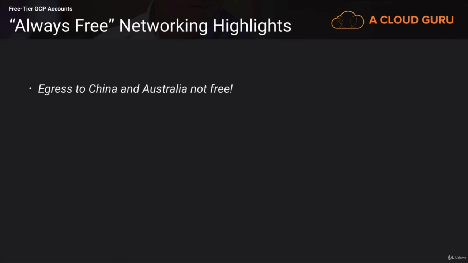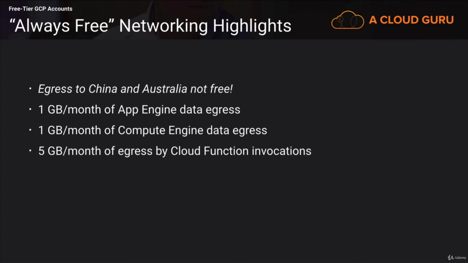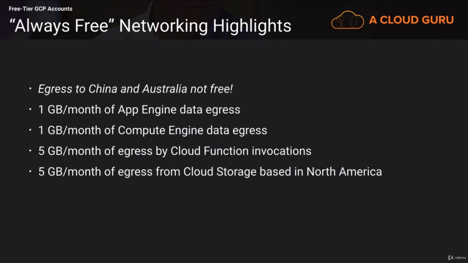Moving on to networking, I should point out that if your data is headed to China or Australia, that doesn't qualify for the Always Free tier, but could be applied to the free trial credit you've got. Anyway, aside from those two, you can have 1 gigabyte each month of data that leaves your App Engine project for free. Similarly for Compute Engine, 1 gig per month. Google Cloud Functions are even more generous, giving you 5 gigs of data that can exit them each month, and also 5 gigs of data that can leave cloud storage that's based in North America.